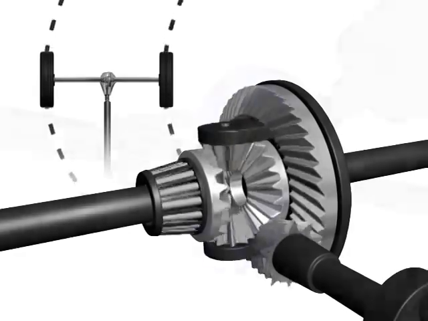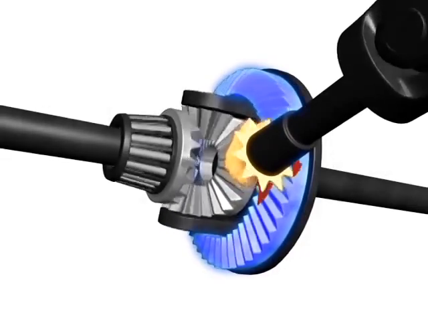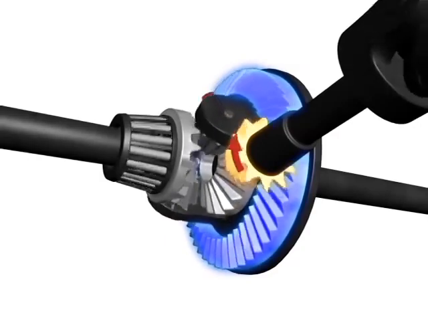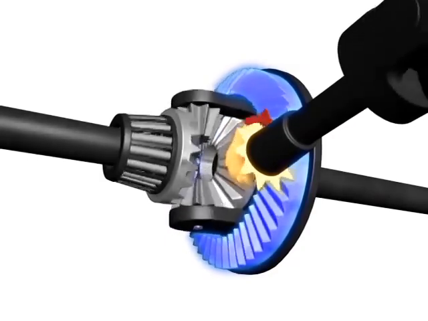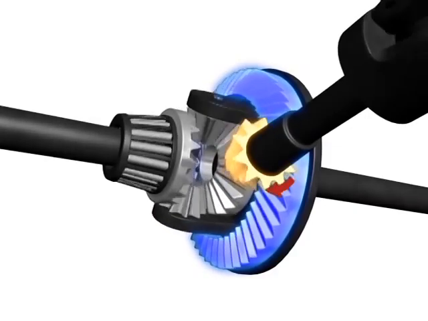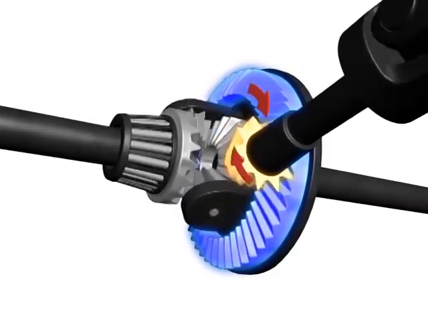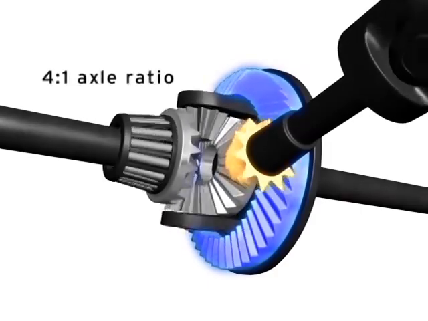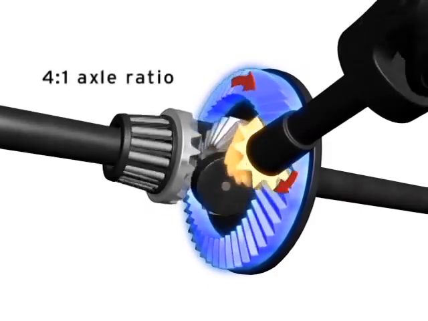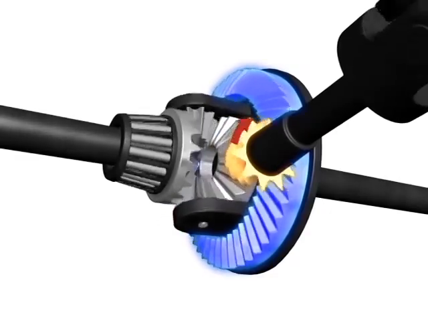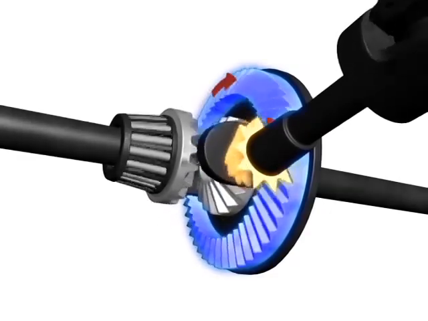Notice that the pinion gear turns at a different speed than the ring gear. The ratio between these two gears is called the axle ratio. In this example, the ring gear turns 1 time for every 4 revolutions of the pinion gear. This axle would be said to have a 4-to-1 ratio. By changing the axle ratio, the torque multiplication and top speed is changed, either increasing or decreasing them.